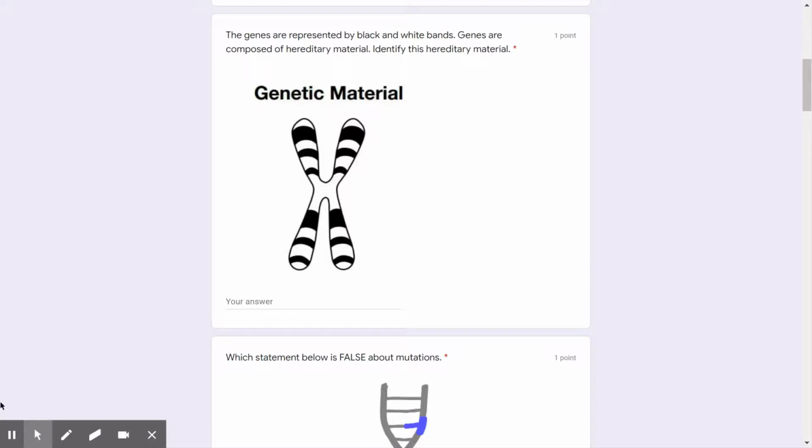The genes are represented by black and white bands. Genes are composed of hereditary material. Identify this hereditary material.